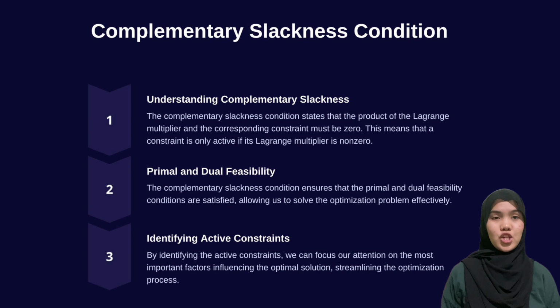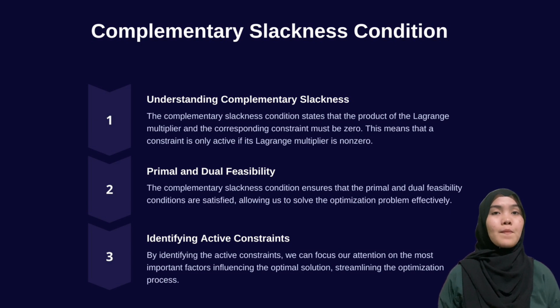Complementary slackness condition. Number 1. Understanding complementary slackness. The complementary slackness condition states that the product of the Lagrange multiplier and the corresponding constraint must be zero. This means that a constraint is only active if its Lagrange multiplier is non-zero.